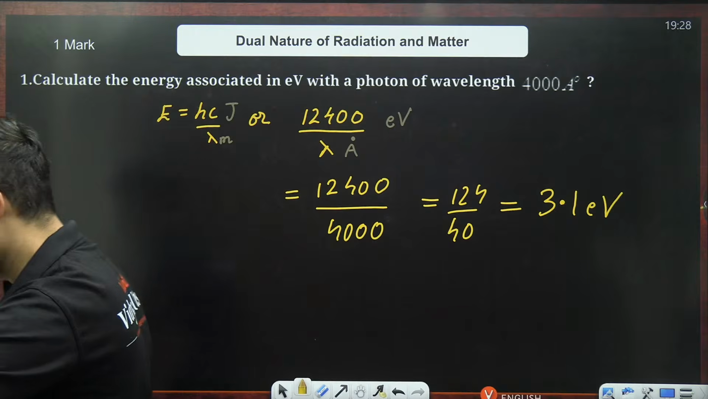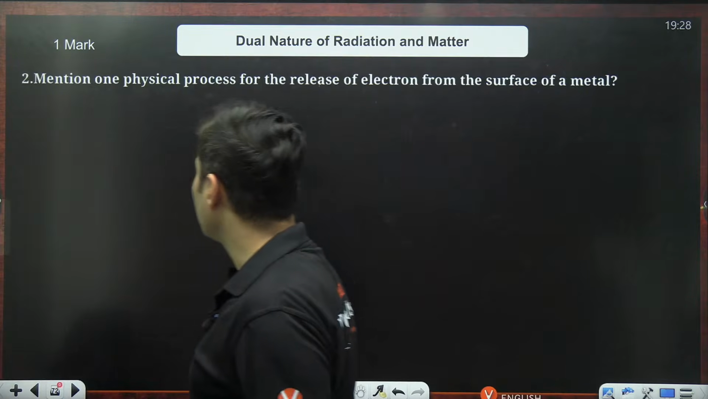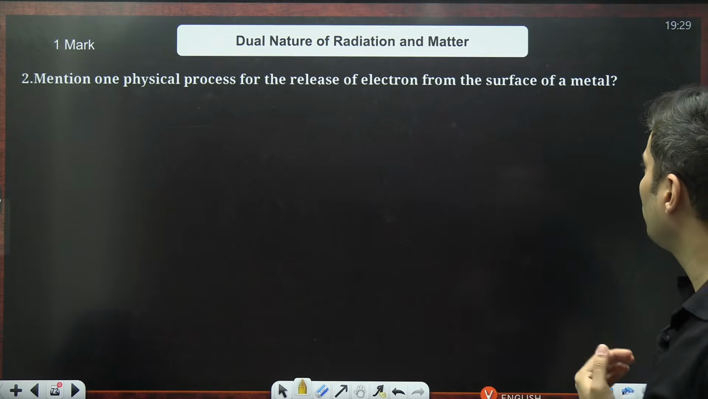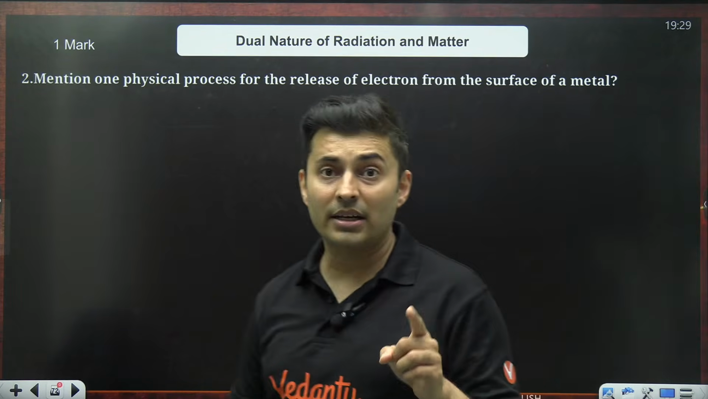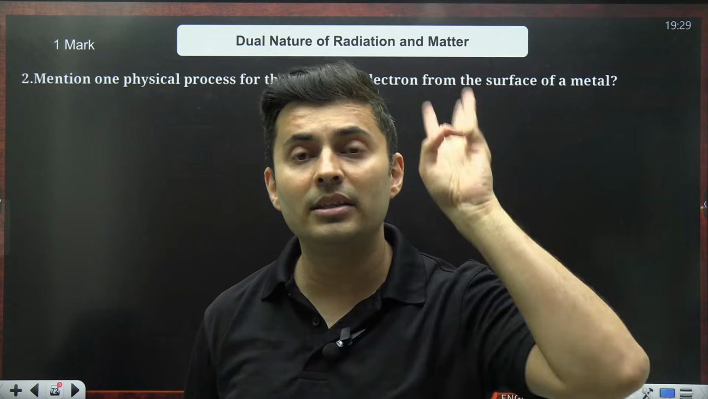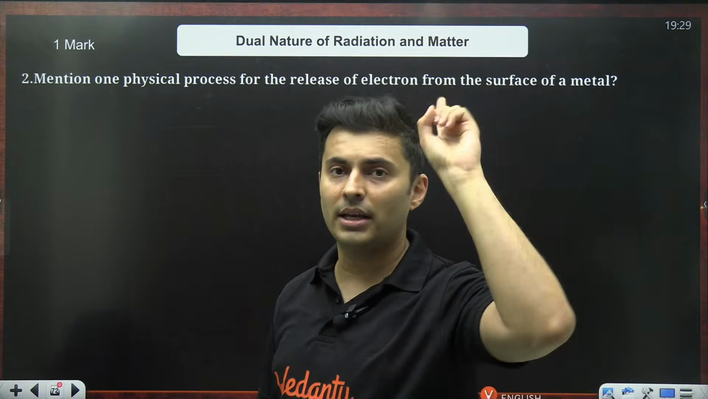Shall we go to the next question? All right, moving on to the next question on your screen. Mention one physical process for the release of electron from the surface of a metal. Now, this is 1 mark. If the same question comes for 2 marks, they will explain. They'll ask you to explain the 3 processes through which an electron can come out.